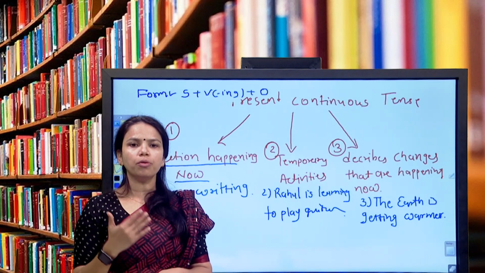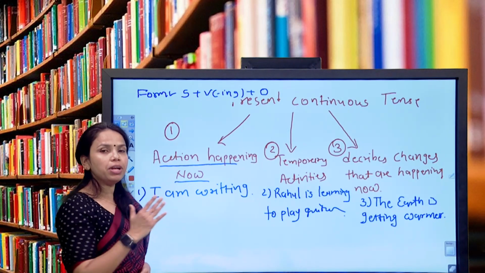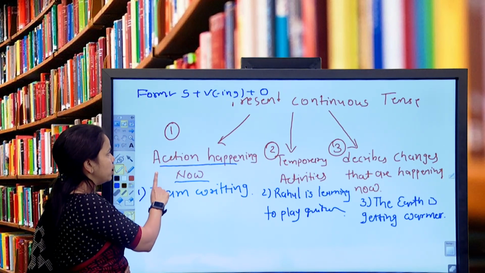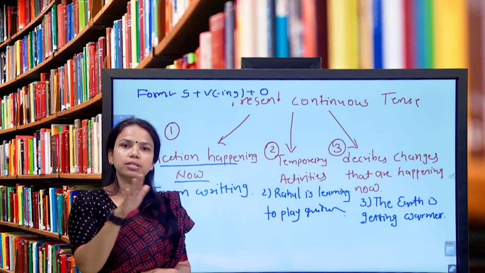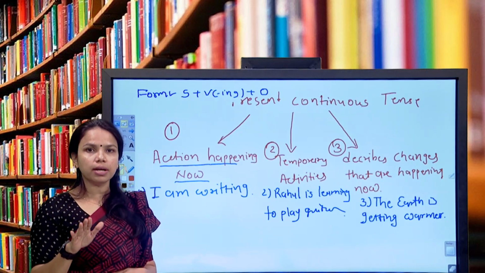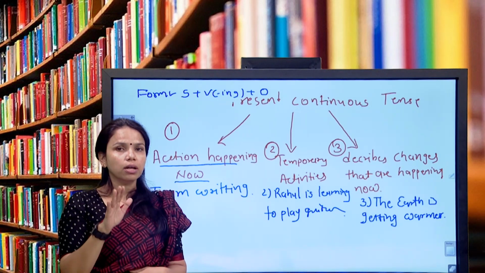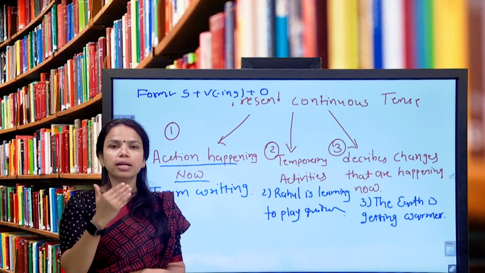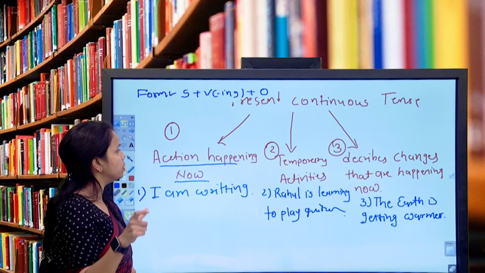So whenever you have to use present continuous tense, there are mainly three uses. First one is action happening now. Whenever you are speaking, at that time that action is running, so at that time you can use present continuous tense. It means I am writing, currently I am speaking, now you are listening. So that action, I am speaking, you are listening, that action is going on. So it is called present continuous tense.